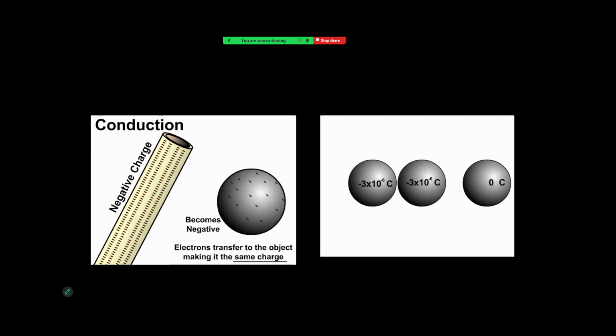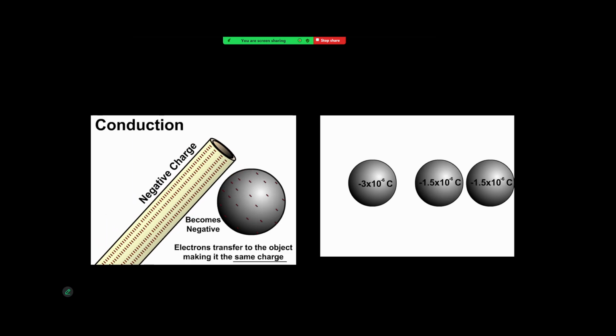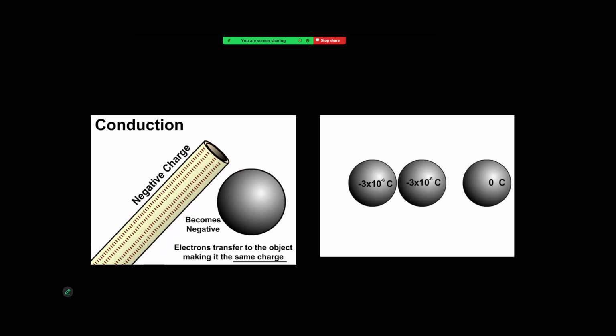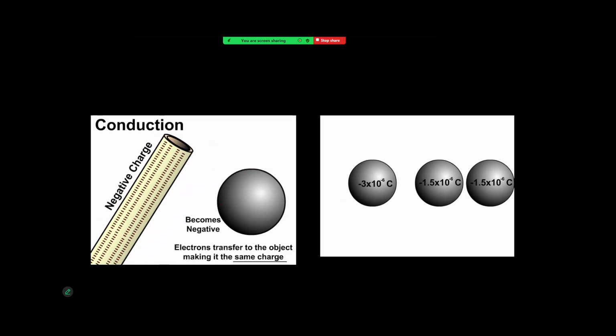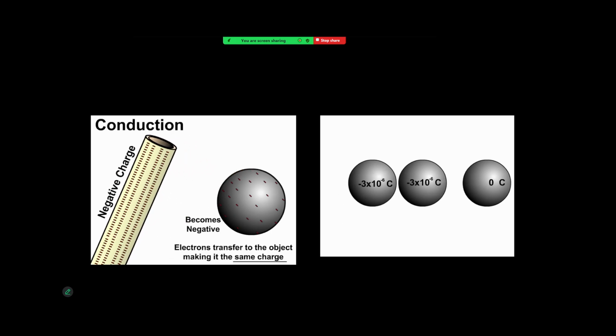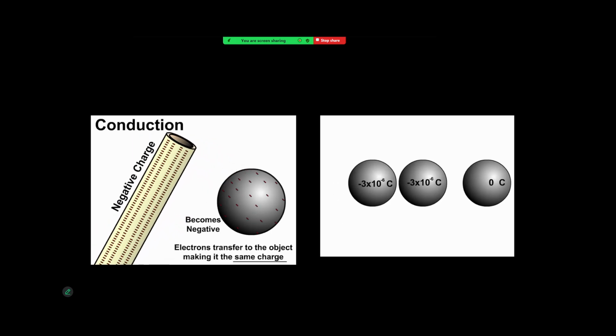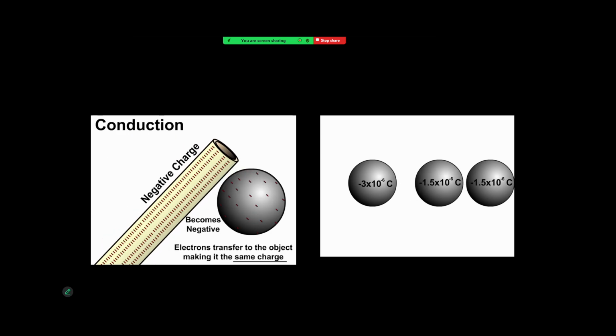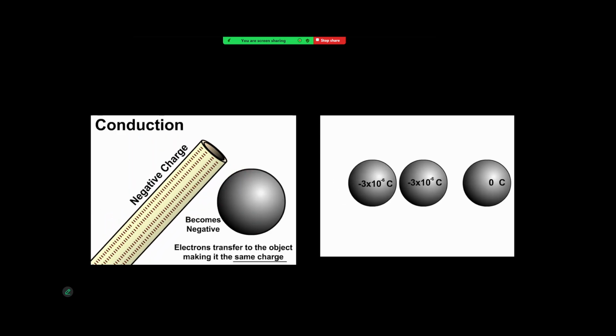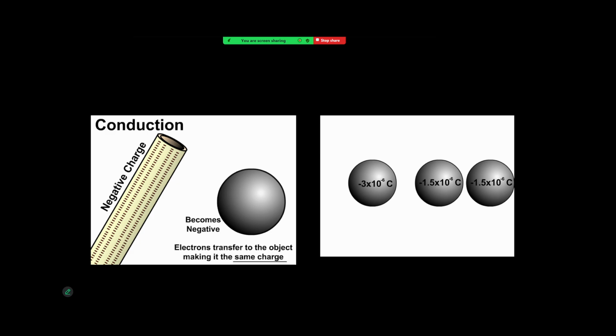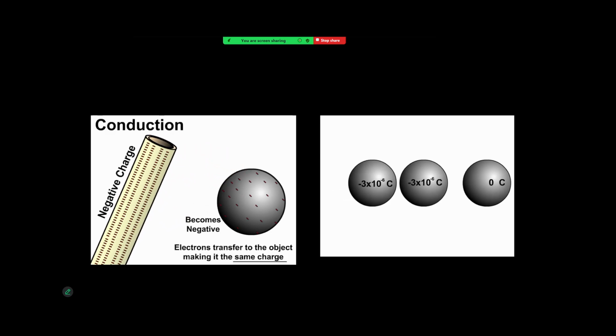The next method is conduction, where we physically touch the body. If you look at it, the sphere on the left-hand side diagram was initially neutral. You brought a negatively charged particle and touched it. The charge from the negatively charged particle went into the neutral sphere and it became negatively charged. So here the process is conduction.